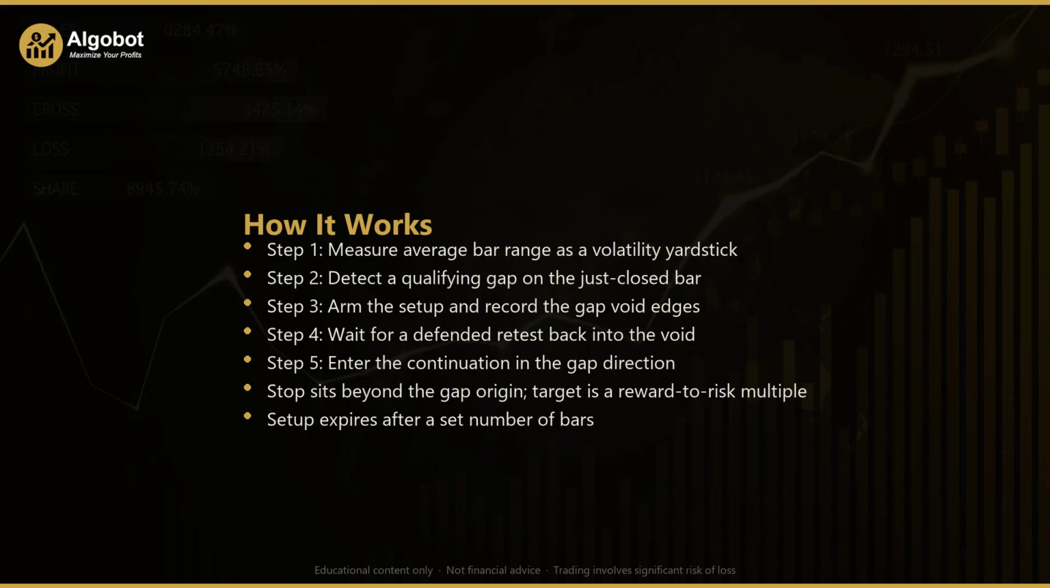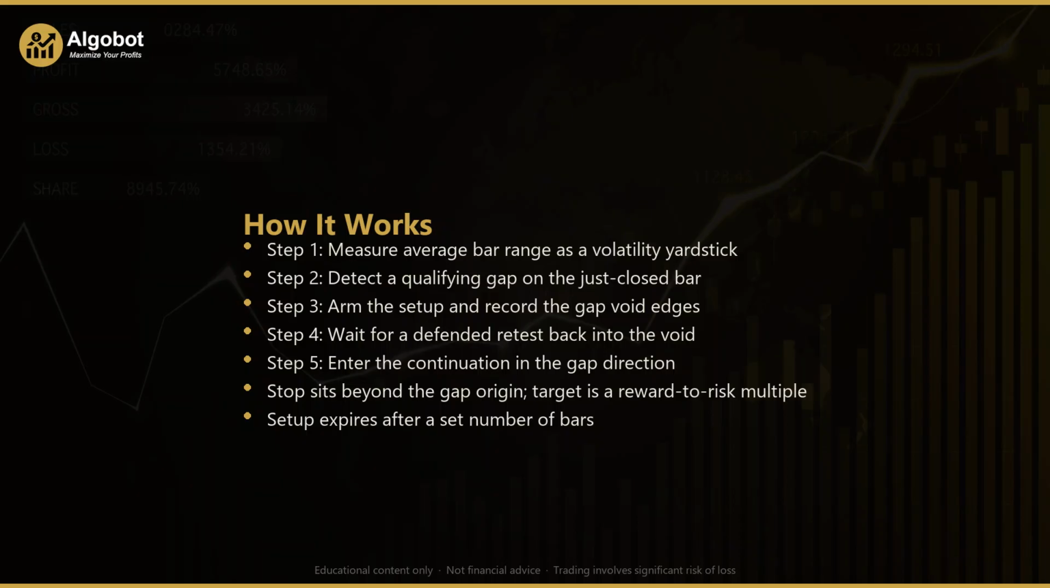For a gap up, that gap must be at least the gap multiple times the average range. The just-closed bar must finish higher than it opened, and its low must stay above the prior close so the void is not already filled. A gap down is the mirror image. When these conditions line up, the strategy arms the setup and records the two edges of the void, the gap origin, which is the prior close, and the far edge, which is the gap bar's open.